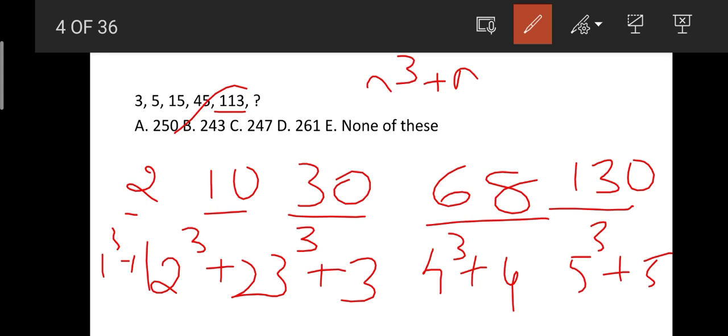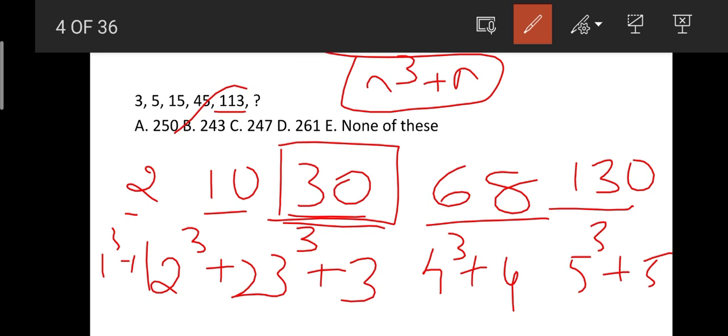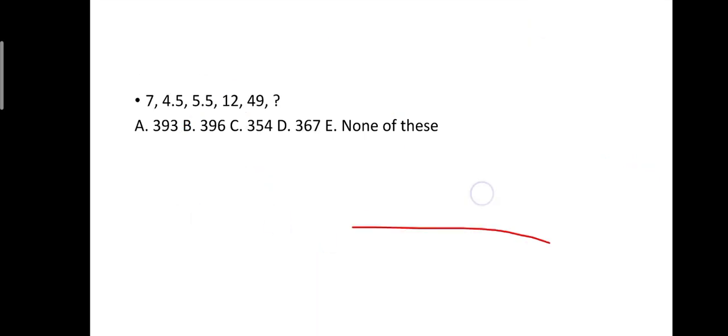Okay friends, in this type of questions, this type of keywords will help us to get the answer very quickly. Okay friends, 30 you can take as 5 square plus 5 or else 3 cube plus 3. If you remember this, you will get the logic very easily. Okay friends, the logic here is n cube plus n. Okay, and we will be moving to our next question.